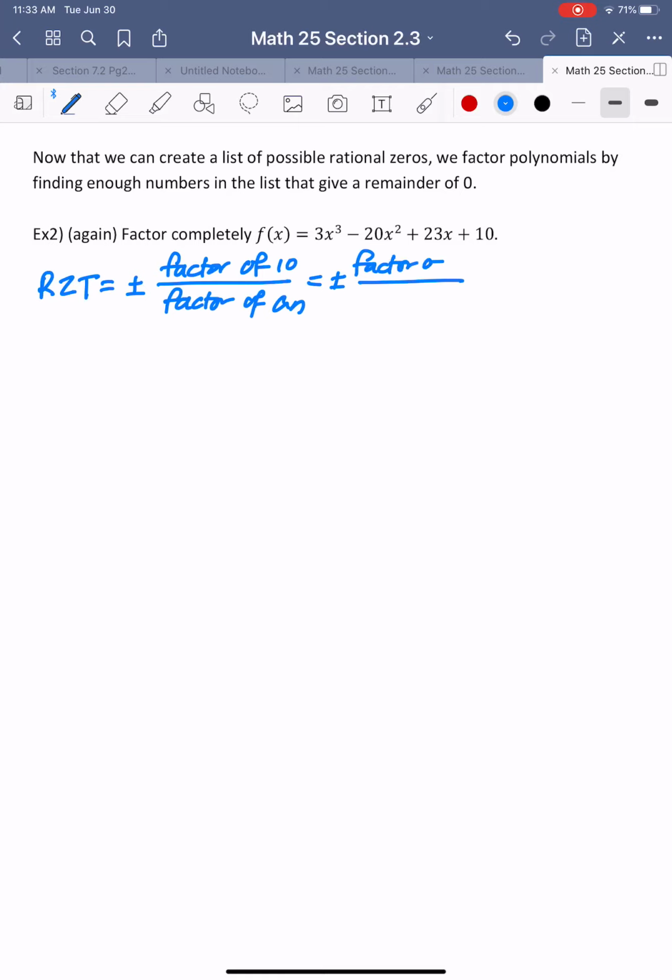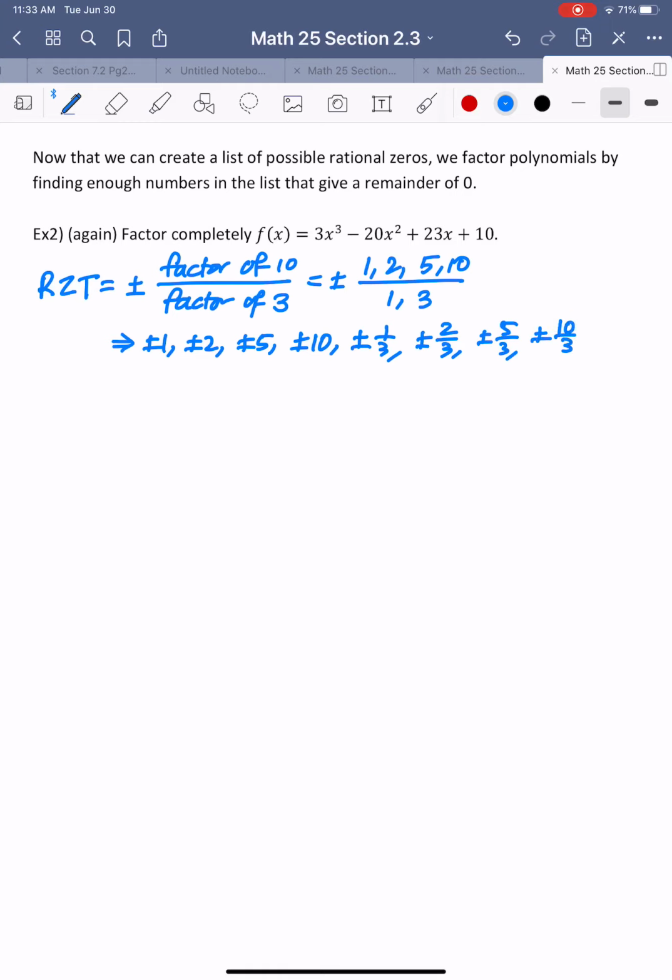Oh no, sorry. We're going to put the factors for the 10, which is 1, 2, 5, and 10. And then the factors of the a sub n, which is a 3 here, which is 1 and 3. So you'll get that as 1 and 2, 5, and 10. And then 1/3 and 2/3. And 5/3, and then 10/3. Okay, so those are the zeros we might get, okay?